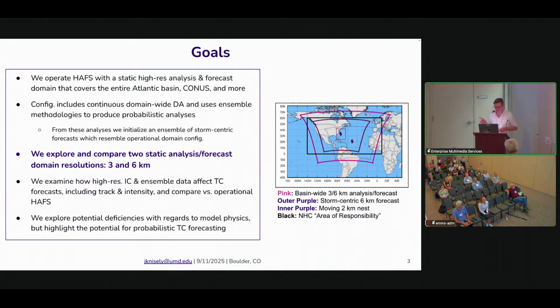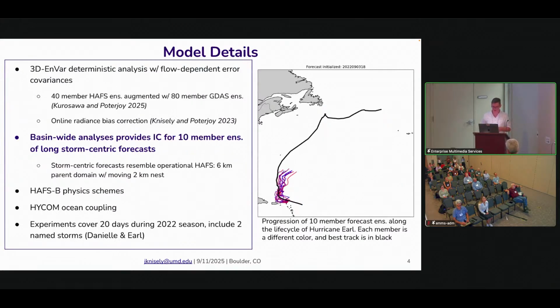It's storm-centric 6 kilometers with the inner purple box, which is the moving 2-kilometer high-resolution nest. And we're going to explore and compare 2 analysis domain configurations, 3 and 6 kilometers. And we're going to look at how these high-resolution ensembles, high-resolution initial conditions and ensemble data can affect TC forecasts. And we're going to explore the potential deficiencies with just expanding this domain over the whole basin. But we're also going to highlight the potential for probabilistic TC forecasting and all the benefits that come with that.